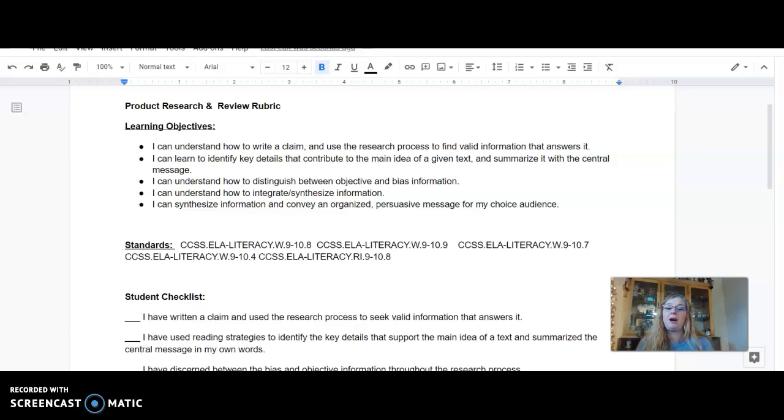I can understand how to distinguish between objective and biased information. I can understand how to integrate or synthesize information. And lastly, I can synthesize information and convey an organized, persuasive message for my choice audience. And then you'll see down below, these are the standards that are connected to your learning objectives.